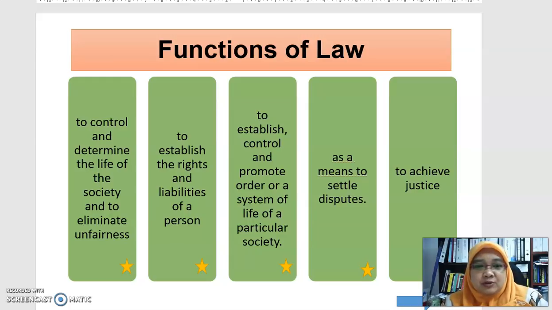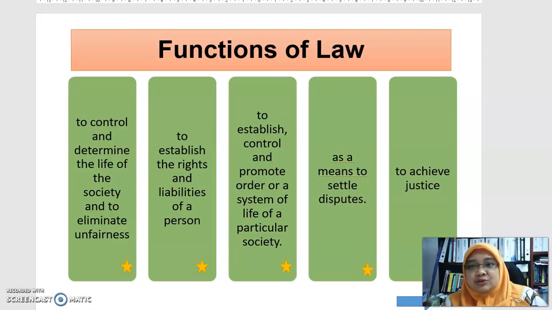The next part we're going to look at is the functions of law. What I've listed here is 5 functions. The first one is to control and determine the life of society and to eliminate unfairness between the parties. Another function is to establish the rights and liabilities of a person. So what are the rights of the person? It is in the federal constitution itself. And what are the liabilities, what you should do or what you shouldn't do.